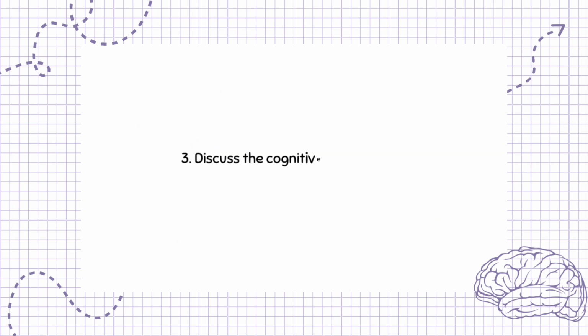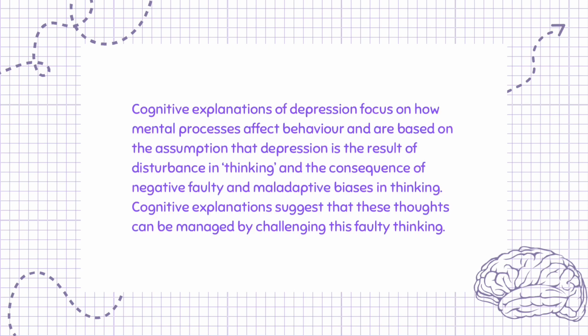Question 3. Discuss the cognitive approach to explaining depression. 16 marks. Cognitive explanations of depression focus on how mental processes affect behavior and are based on the assumption that depression is the result of disturbance in thinking and the consequence of negative, faulty and maladaptive biases in thinking. Cognitive explanations suggest that these thoughts can be managed by challenging this faulty thinking.